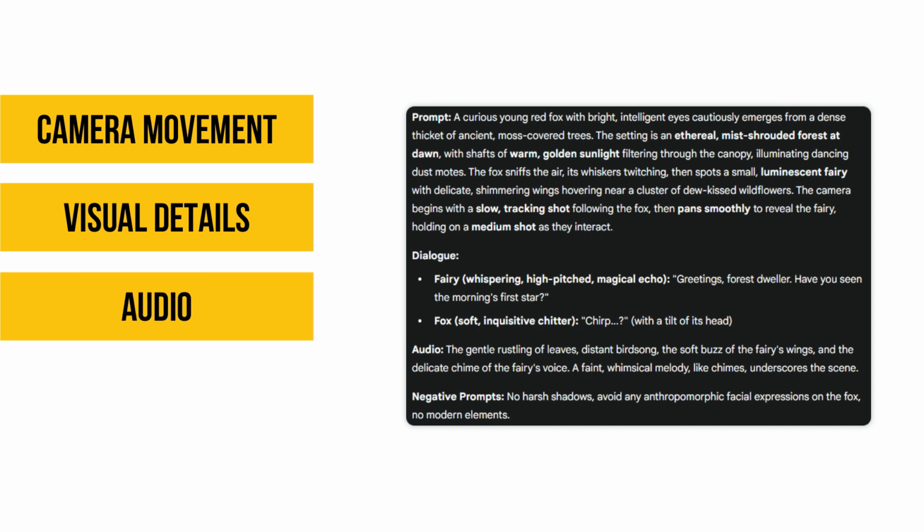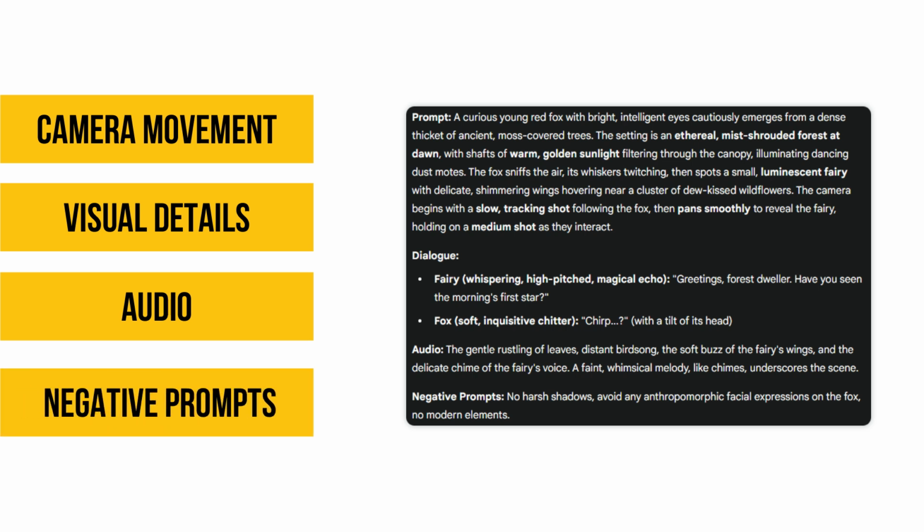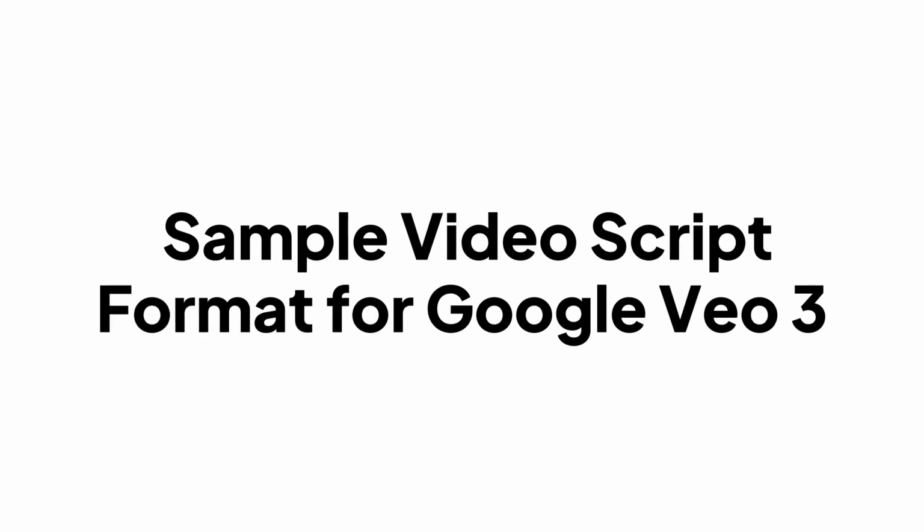Number 7, audio. This is crucial for VO3. Describe specific sounds, ambient noise, music, and even dialogue. For example, wings flapping, birdsong, loud and pleasant wind rustling, owl hooting, badger's nervous chitters, low-key jazz, dialogue. What manner of magic is that? The owl hooted thoughtfully. Number 8, negative prompts. Optional but helpful. What you don't want to see. For example, no blurry images. Avoid cartoonish style. Sample video script format for Google VO3.